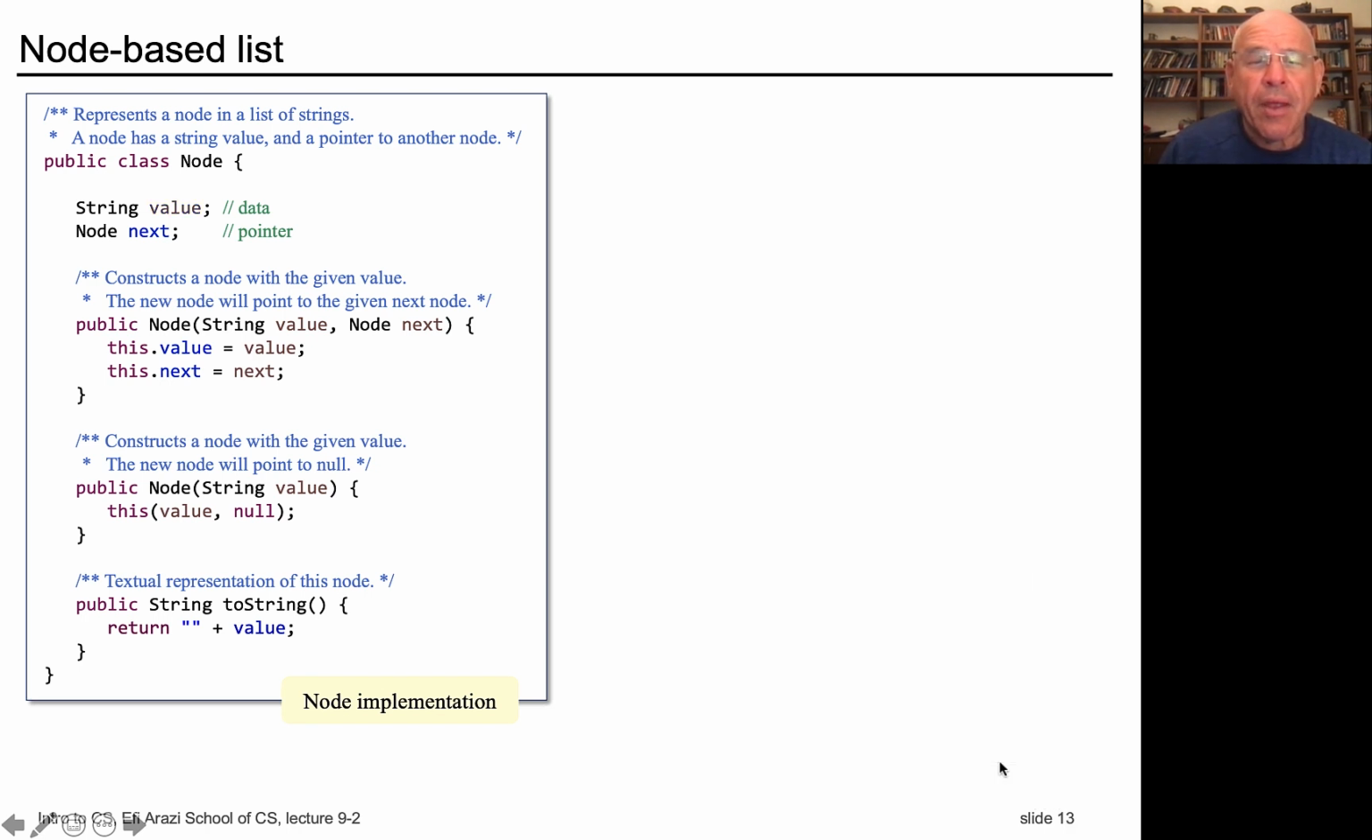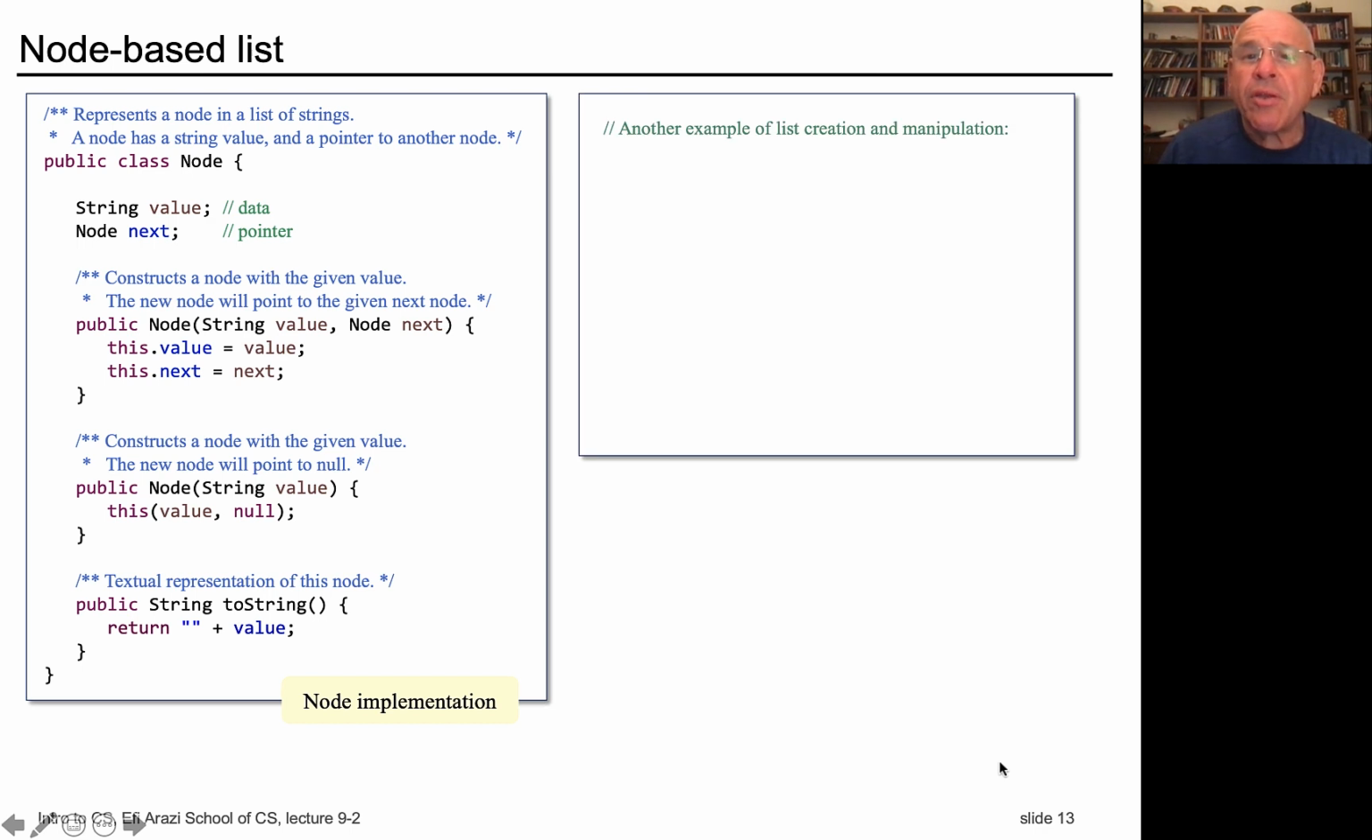Alright. Now, what else can we do? Here are some more examples of working with this primitive list.